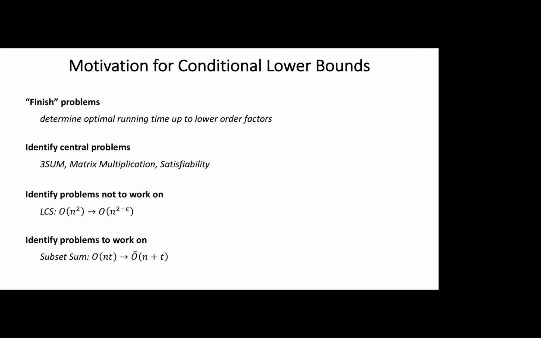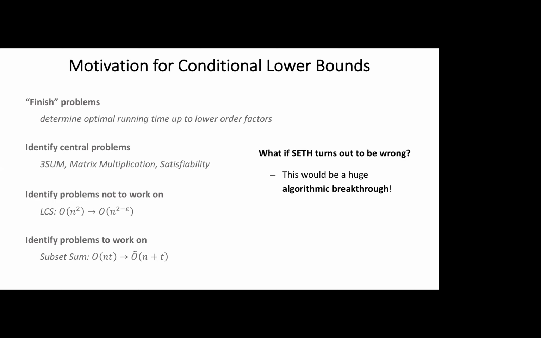Okay. Now all of this hinges on these conditional lower bounds. So what happens if this strong exponential time hypothesis turns out to be wrong, is all my work doomed then? Well, no. So first of all, it would be great to falsify this hypothesis, because it would be a huge algorithmic breakthrough for the satisfiability problem. I would love to see that, even if it makes some of my work less relevant.